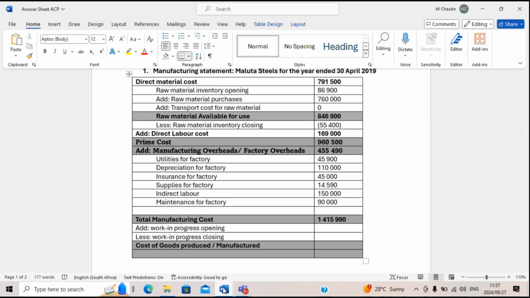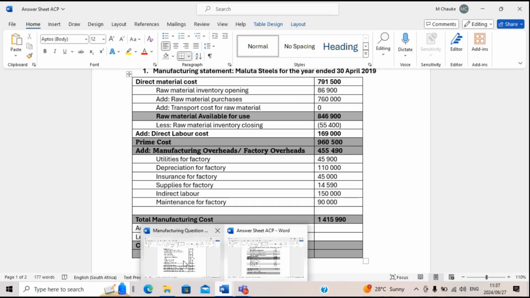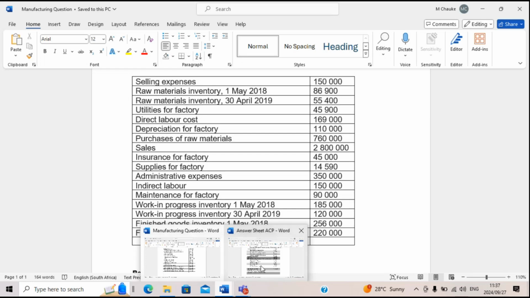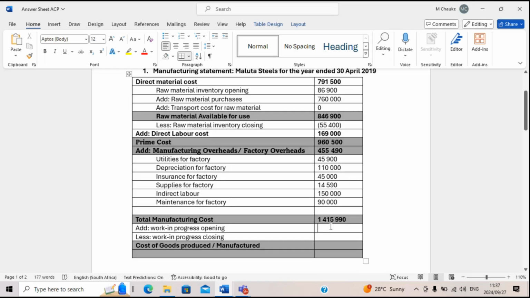So let's go to the question to identify the work in progress opening. Remember, we're going to check the date, 1 May 2018, and there I got 185,000. Work in progress at the beginning is 185,000. So we go to our answer sheet there. Opening is 185,000, and then the closing balance must be put in brackets as well.